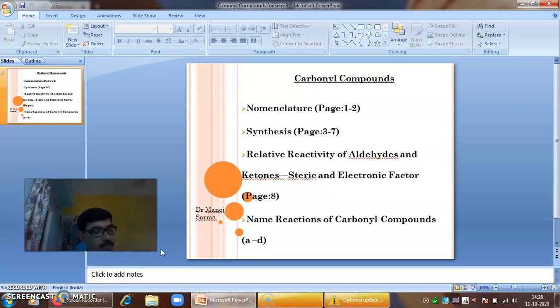Aldehyde is prepared. Again, ester can also be converted into aldehyde by using DIBAL. This is called diisobutyl aluminium hydride. This is a good reducing agent. Okay.